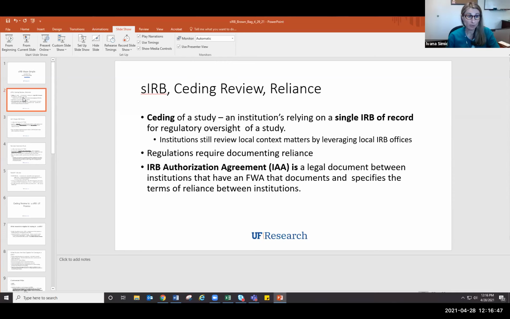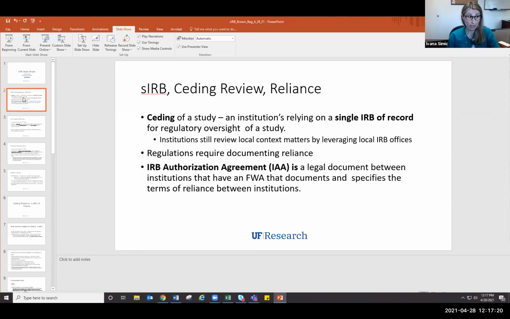So what does it mean to seed review to a single IRB? That's an institution relying on a single IRB of record for regulatory oversight of the studies. So when UF is seeding review to another IRB, we are not reviewing the study in the sense of providing regulatory review and oversight. We are only reviewing for the local context matters, and these include state laws, local ancillary reviews, and institutional rules and policies.